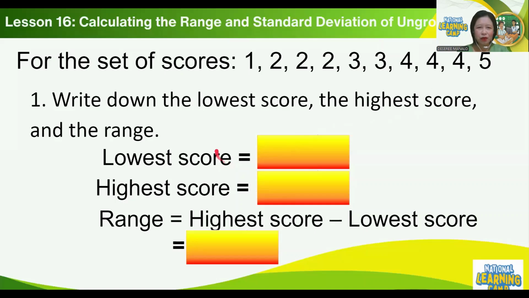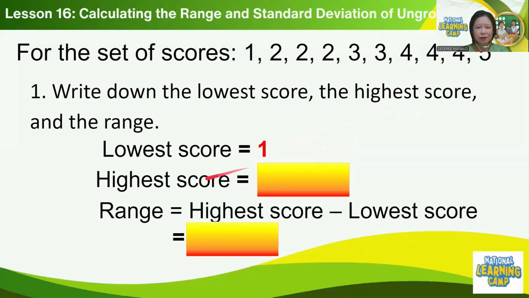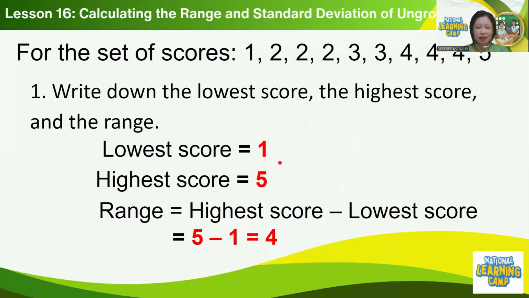For the lowest score, look for the given. We have 1. For the highest score, we have 5. And the range is equivalent to highest score minus lowest score. So we have 5 is the highest score minus 1. Therefore, the range is 4.